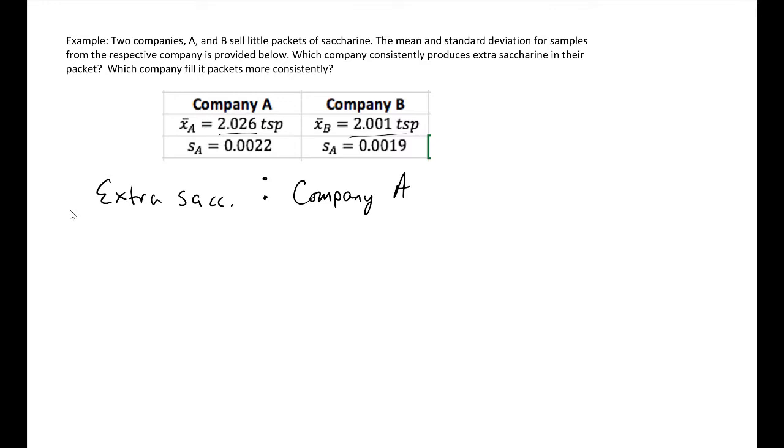Okay? But the other question is asking which company is filling its packets more consistently. Okay? So more consistently means that I need less variance. I need less spread within my data values. Well, that's what the standard deviation measures, the spread in your data values. So anytime you're dealing with a question where you're trying to figure out which data set is more consistent, you're looking for the smallest standard deviation.